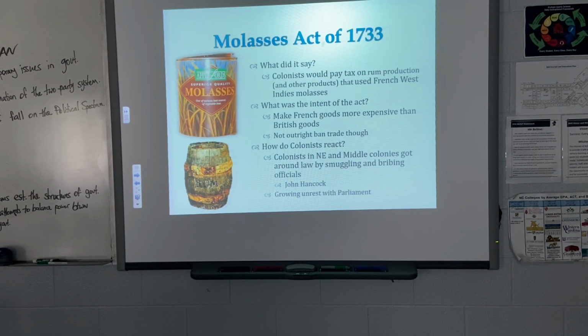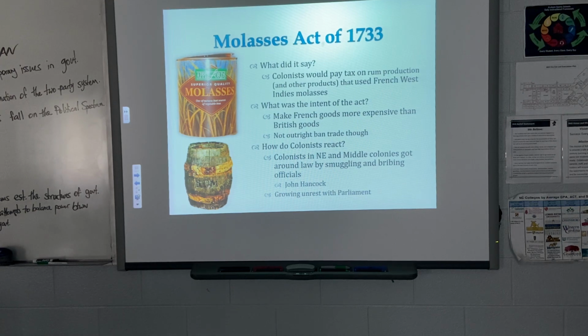Case in point, the Molasses Act of 1733. Parliament passes the Molasses Act, which, if successful, would have struck a crippling blow to American international trade by hindering its trade with the French West Indies. We don't want you trading with the French West Indies. We want you trading with us because, there again, we always want the export. We want the favorable balance of trade. Results of disagreement: colonists got around the act, of course, through smuggling.